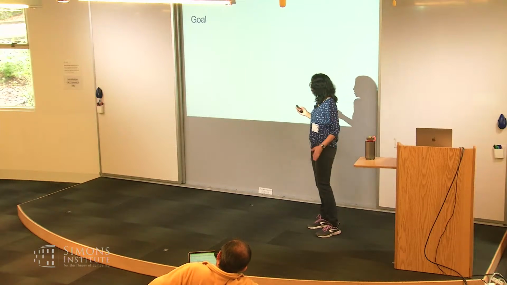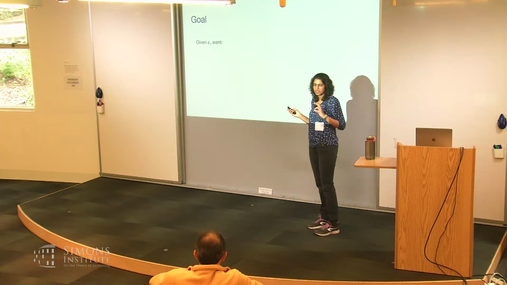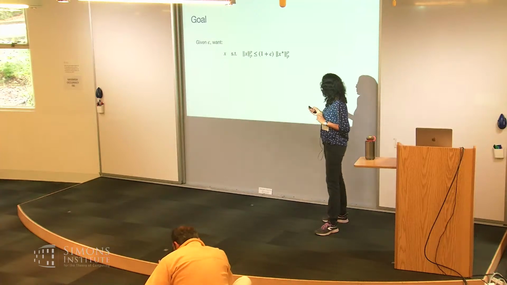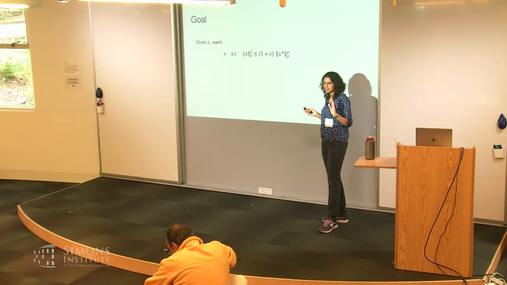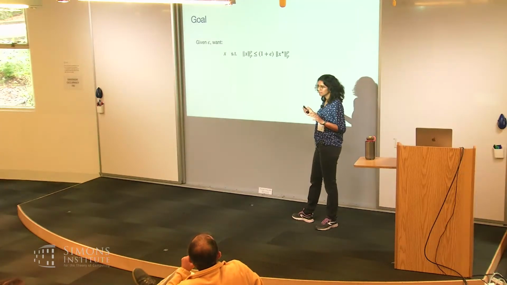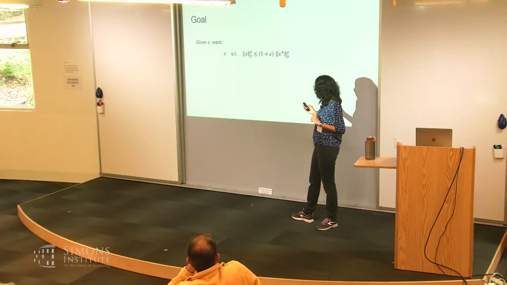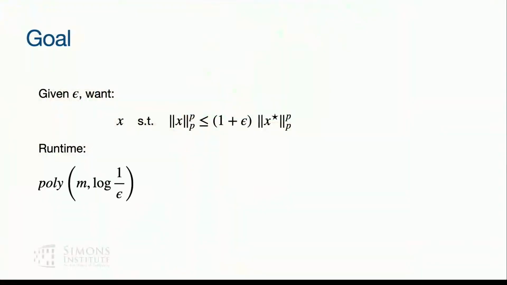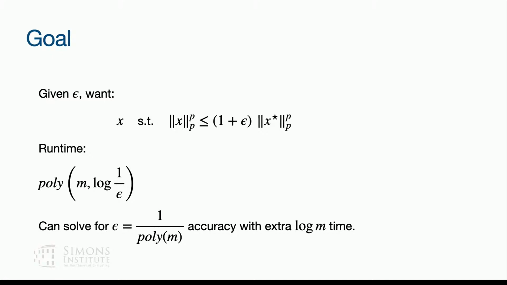Okay, so to formally state the goal, given some epsilon, we want to find some x that satisfies the constraint. So you want Ax equals b, and you also want the norm of x to be at most a multiplicative factor away from the optimum. And we also want to do this in some runtime that's polynomial in m, which is the size of the variable. And we want to be able to converge geometrically. So you want a log 1 by epsilon convergence rate. The advantage in this case is that you can basically solve to a polynomially high accuracy with only polylog overhead.